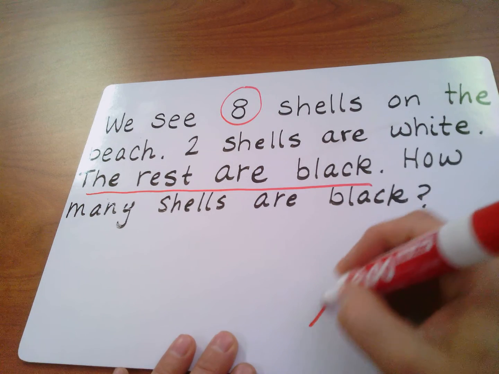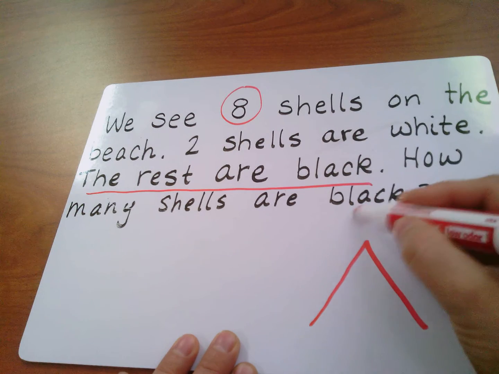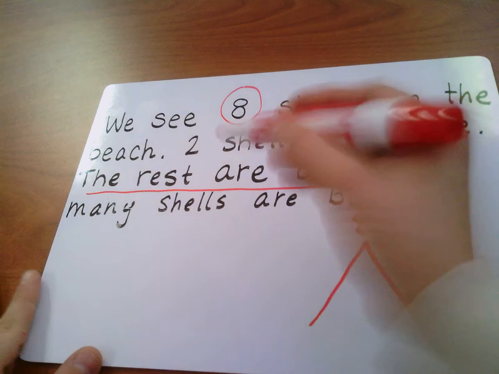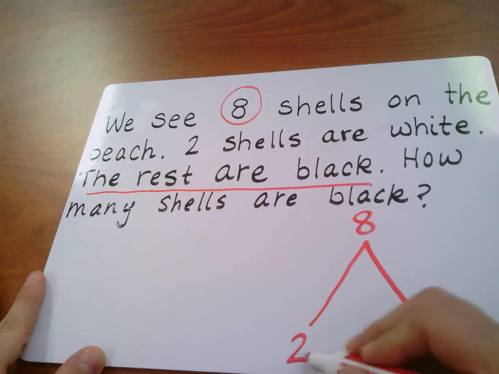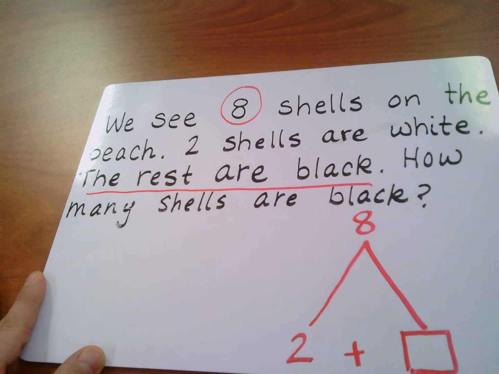I'm going to use a math mountain to solve this first one. We know that 8 is the total. It's the total amount of shells that we saw. And I know that I saw 2 white shells and the rest were black. So the amount of white plus the amount of black shells should give us a total of 8.